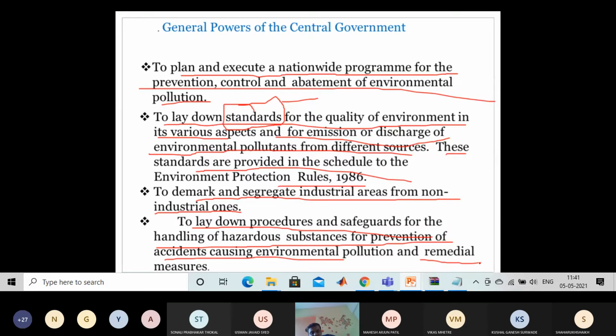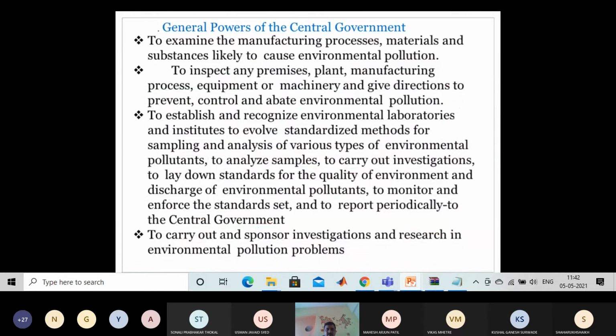Afterwards, if any hazardous substances, hazardous materials or hazardous waste are there, they need to be handled and treated properly. First step is what? Handle properly, then the treatment comes. If you are not handling properly, that is definitely creating an accident. So that hazardous material needs to be handled properly. So this is a general power of the central government. There are others also. Next power is what?